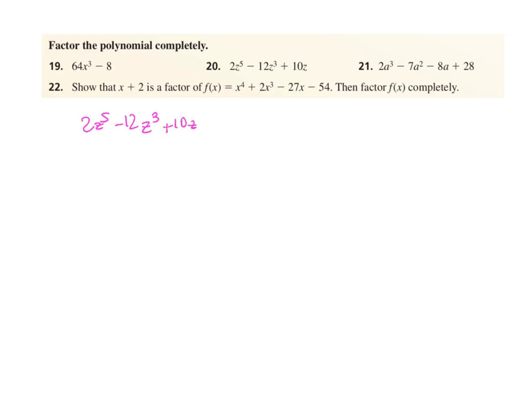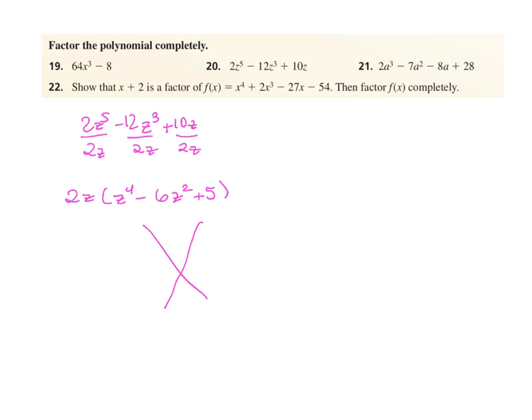So you always take a look at GCF first. So the GCF is 2z. And so that gets written in the front, 2z. Then we're left with z to the 4th minus 6z squared plus 5. Then you factor completely using whatever method you're most comfortable with.